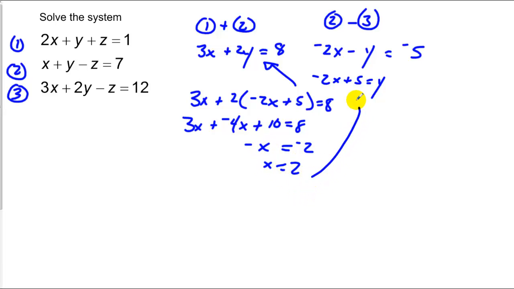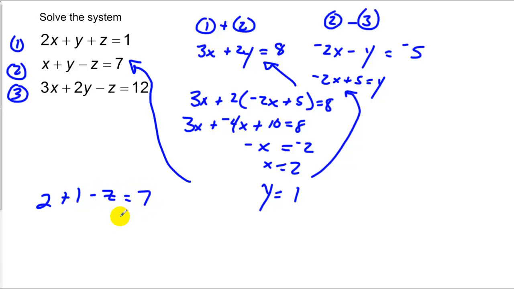Once I have x, substitute back in. Y then is equal to 1. And once I have x and y, I can plug back in and find z. So I'll plug back into the second equation up here. So I have an x value of 2, a y value of 1 minus z is equal to 7. So therefore negative z is equal to 4, and z is equal to negative 4. So I get a triple of 2, 1, and negative 4 as my solution.